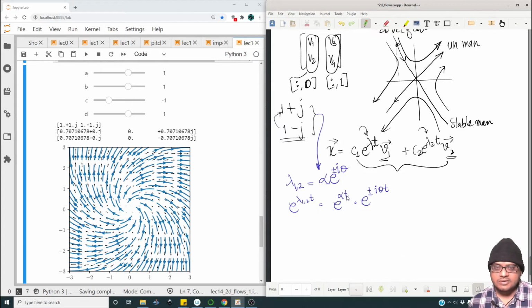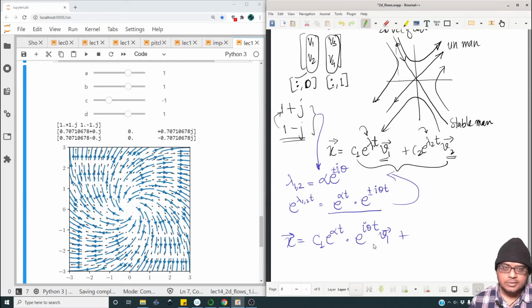And the meaning of this is, so alpha is obviously real. So this is representing that in time, how does the magnitude of e to the power this reduce? Actually, it will be clearer if we substitute this over here. So we have x is equal to c1 e to the power alpha t times e to the power i theta t v1, and this will be plus c2 e to the power alpha t times e raised to minus i theta t times v2.